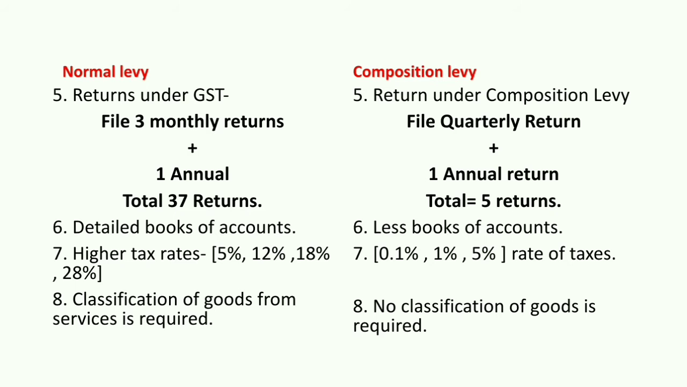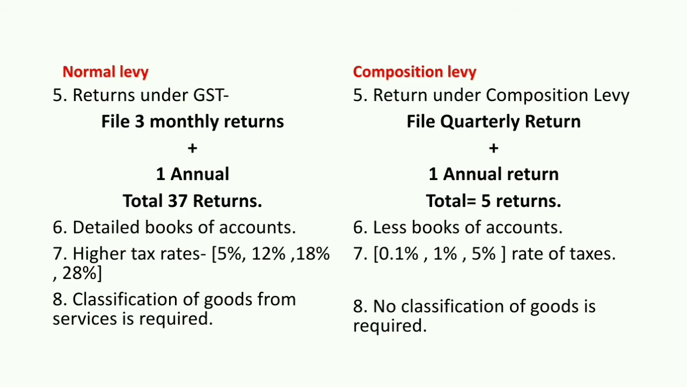In case of normal levy, detailed books of accounts are maintained by the supplier, but in case of composition levy, less books of accounts are maintained. There is less compliance burden on the supplier. In case of normal levy, higher tax rates are there. 5%, 12%, 18%, 28%. This is a 4-tier tax structure that is followed under normal levy scheme. But in case of composition levy, only 0.1%, 1%, 5% rates of taxes are there.